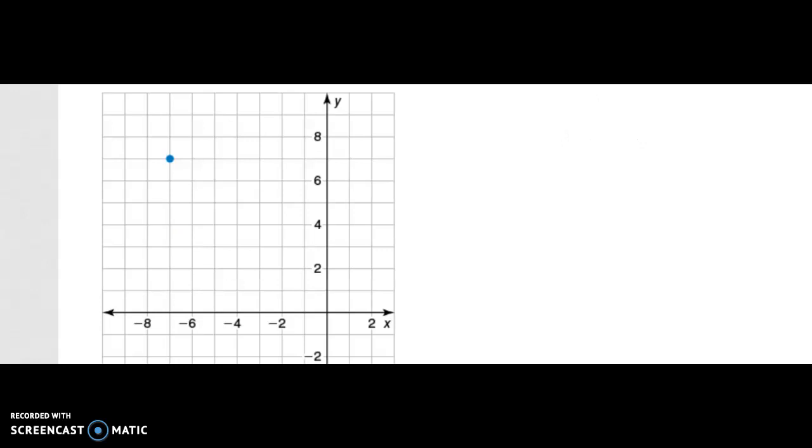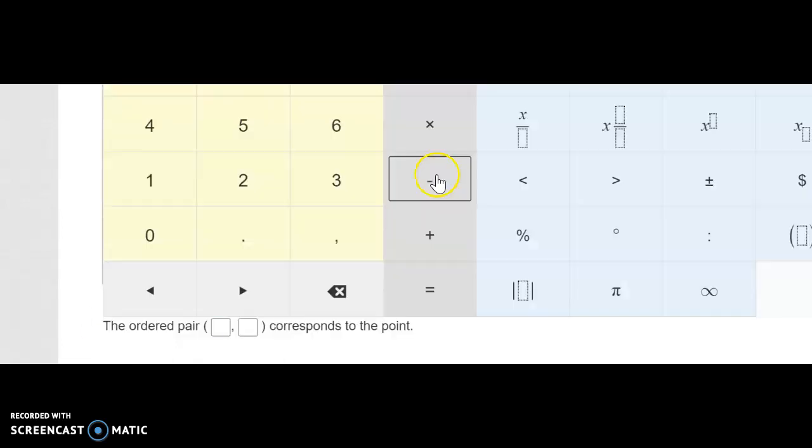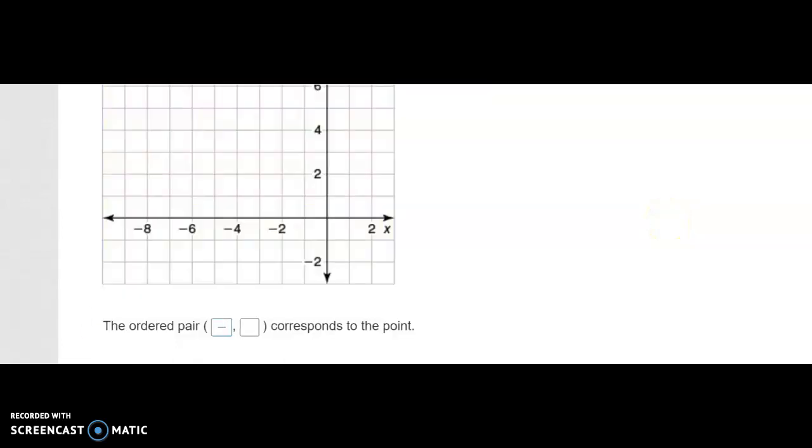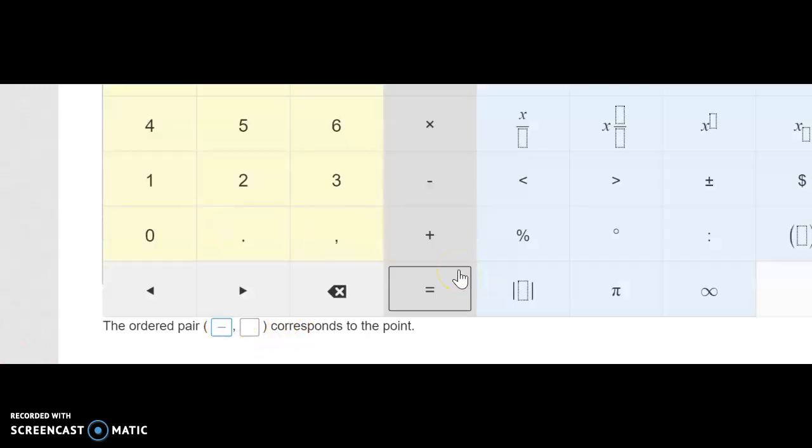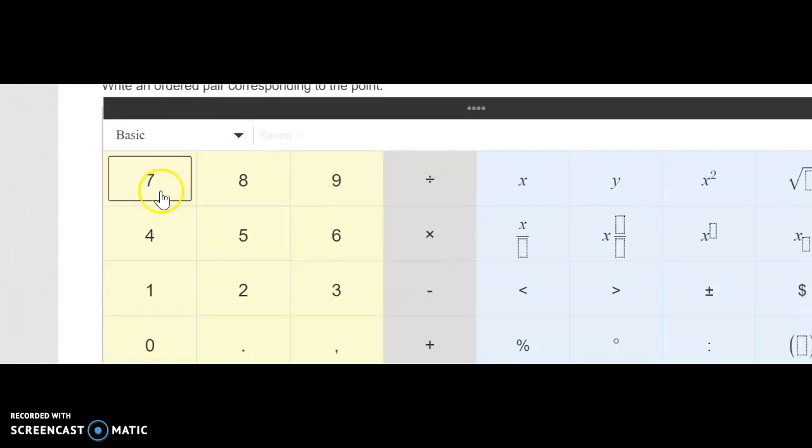Okay, so we're talking about ordered pairs. And if we go this way, we have to do our x first. And it's going to be here 6, negative 7. And then we go up here and we go to positive 7. So we're going to do 2, negative 7, and then this one right here is going to be positive 7.